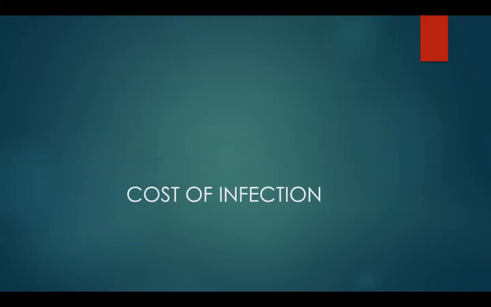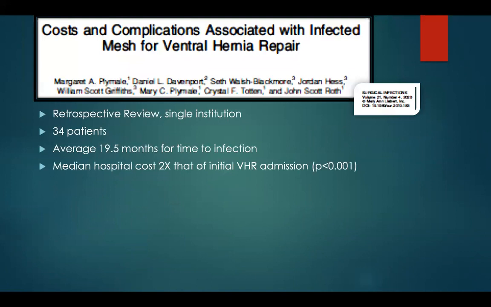So why would we even consider to salvage mesh? Why not just remove them all, get it done with, move on? Is there a cost of removing these meshes, removing that infection? So Dr. Roth's group just published this year a retrospective review at their institution, 34 patients, with an average time from hernia repair to the declaration of their mesh infection at 19.5 months. And the median hospital cost was 2 times that of the initial ventral hernia repair for the mesh removal admission. So it's very costly to just take mesh out. And if there are times we can salvage, we need to know what patients are the right ones to attempt this on.